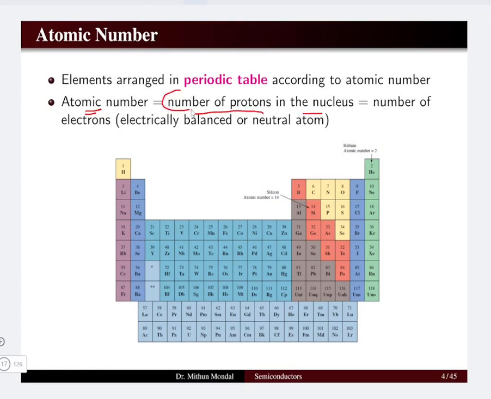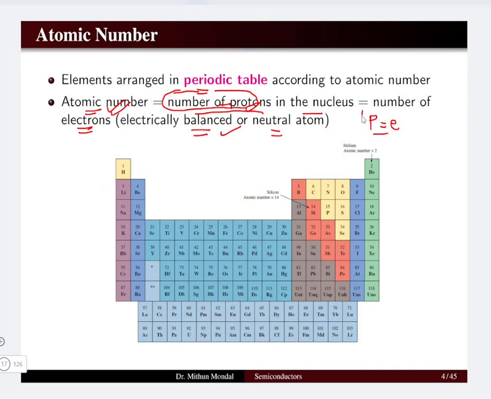So counting the number of protons, that is equal to the atomic number of that particular element, that will be arranged in the periodic table, and the number of electrons will be equal to the number of protons for any balanced or neutral atom. When we say a balanced or neutral atom, the number of protons is equal to the number of electrons. So protons equal to electrons number, then it is known as the balanced, electrically balanced or neutral atom.